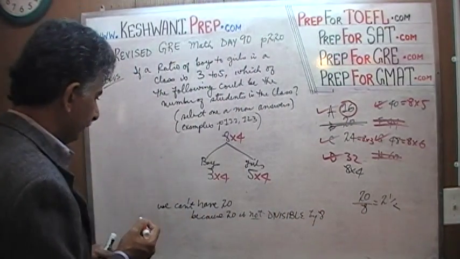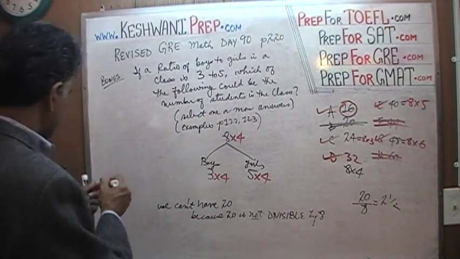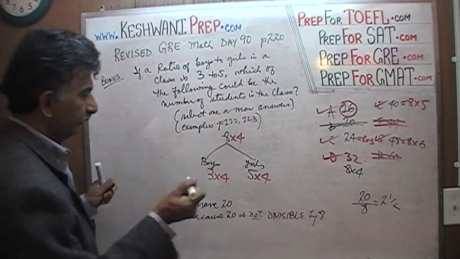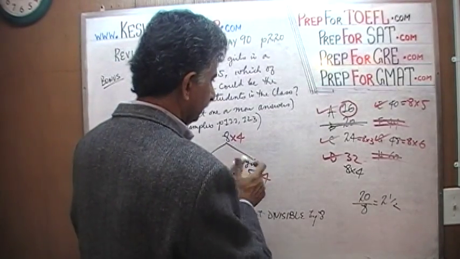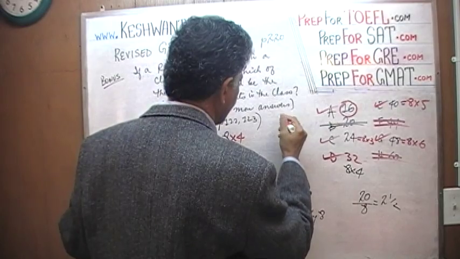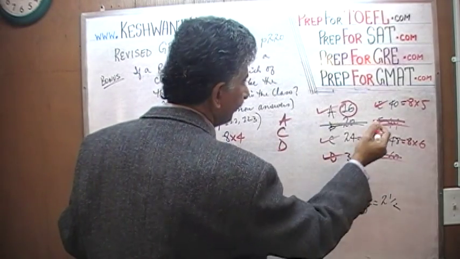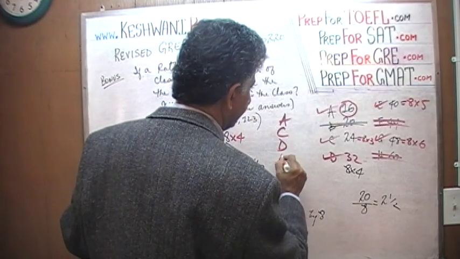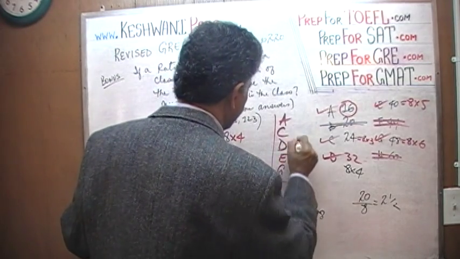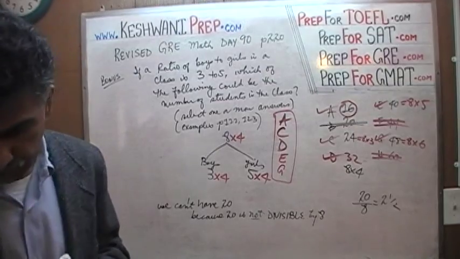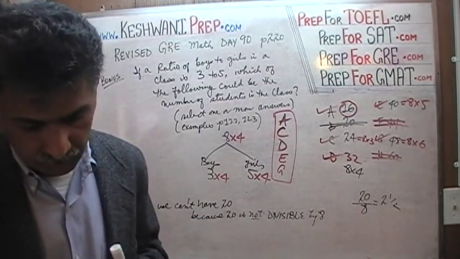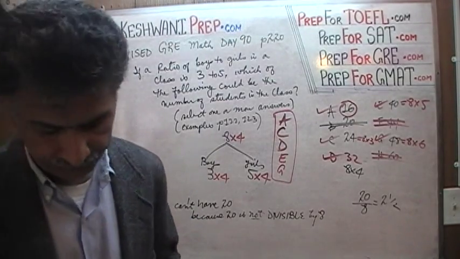So the correct answer choices here are A, C, D, E, and G. Turns out that out of the 8 answer choices, 5 of them are correct.